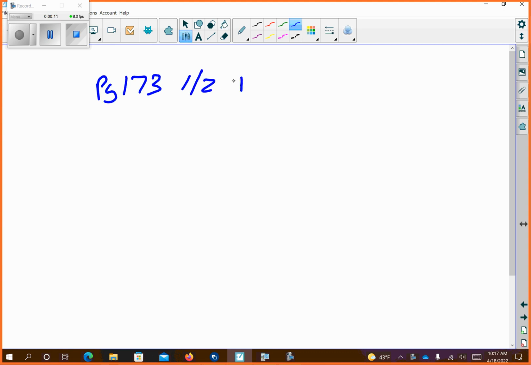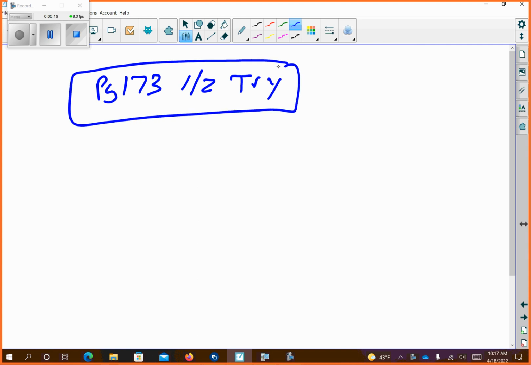So I just asked you to try these, so I'm not necessarily going to mark them off. If you go to your book to page 173, we're going to just go over 1 and 2, see how we do. And then we're going to finish up the notes.